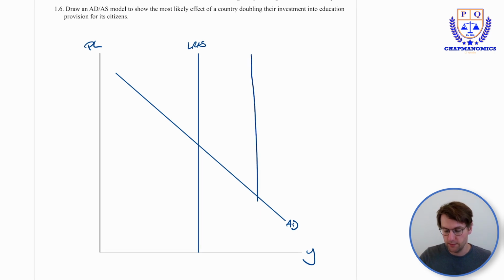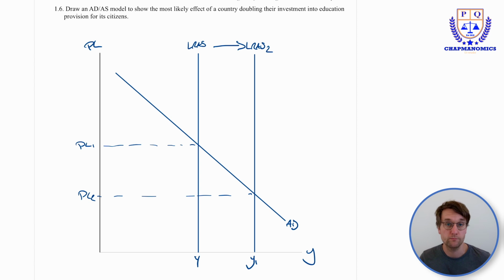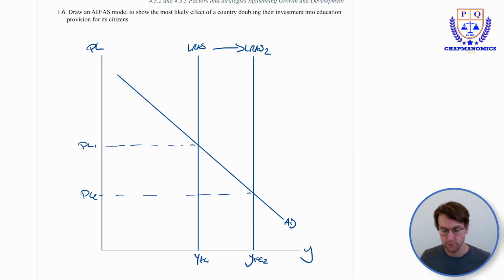So therefore, what we're going to see here is a shifting out of long-run aggregate supply to LRAS2. So this is going to go out this way, which then is going to bring down our price level from PL1 to PL2, and also increase output from Y to Y1, or you could even do YFE1 to YFE2, given that we are looking at long run aggregate supply on a classical model here.